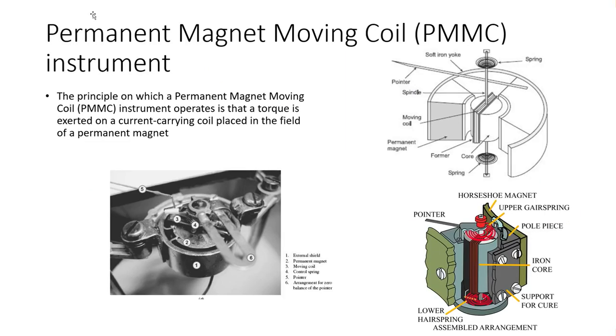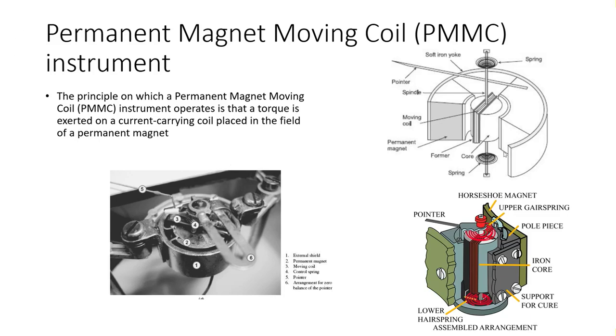Now coming toward the PMMCs. PMMCs work on the principle of Fleming's left-hand rule, and these are electromagnetic instruments because the current-carrying wire is exposed to a permanent magnet, and this permanent magnet makes this coil or this wire move.